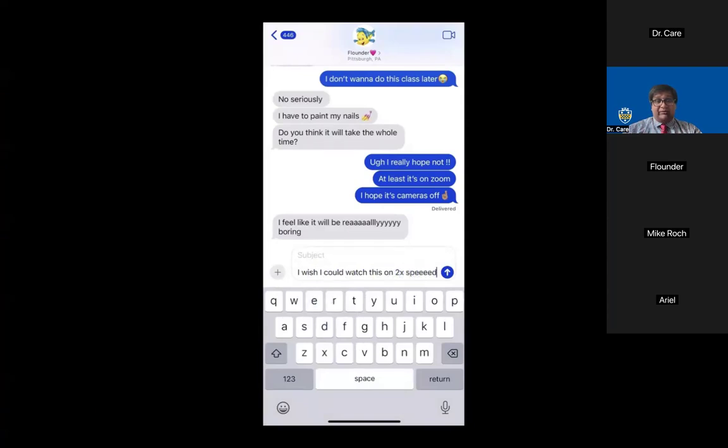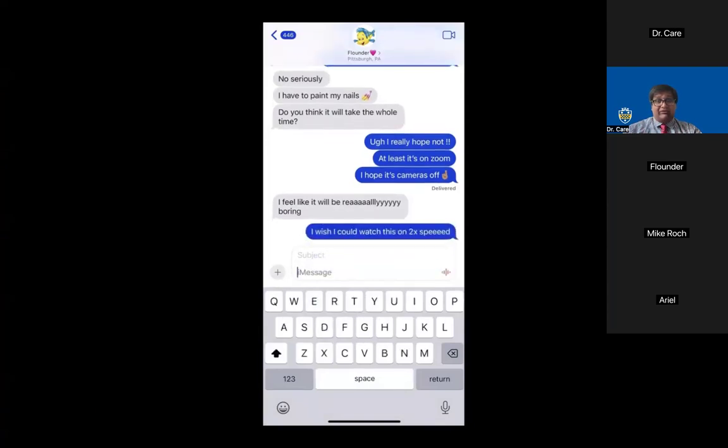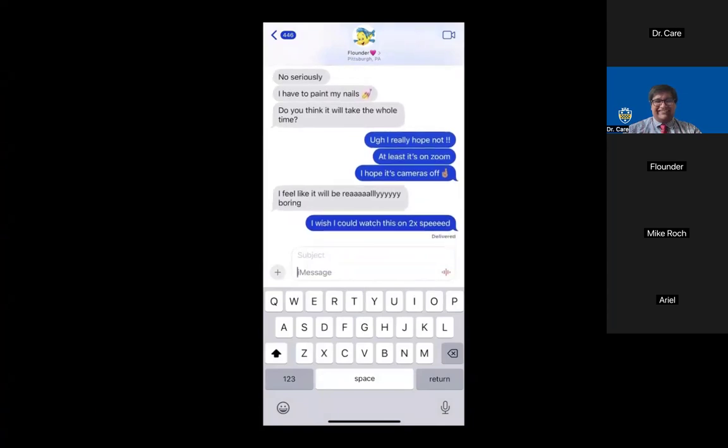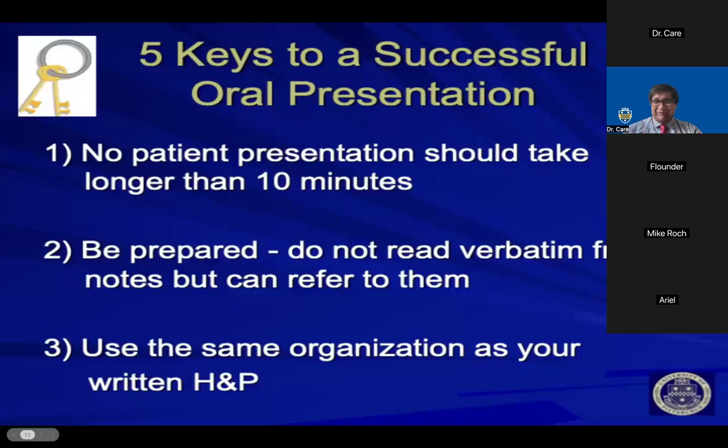Third, please use the same organization as your written H&P. We do not constantly talk about soap because our priority is preventing the spread of germs amongst our patients. Still got it. All right.